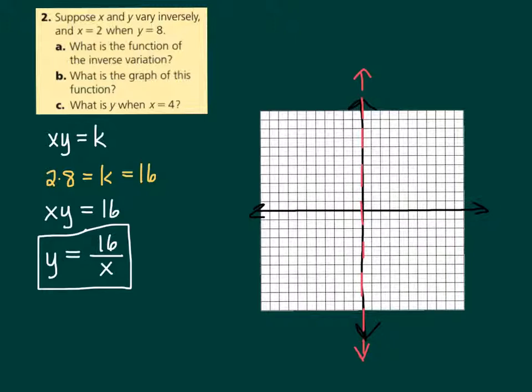Now, what if I plug in 1? So if I plug in 1, I get 16. That's this point right here. Let's say each block on my graph is 2. So I went up to the right half a block and then up 8 blocks. If I plug in 2, I should be at 8. Right there. If I plug in 4, I should be at 4.